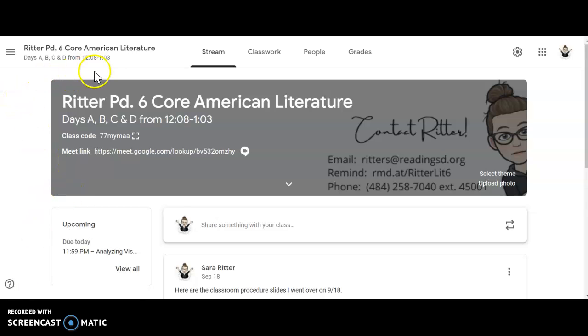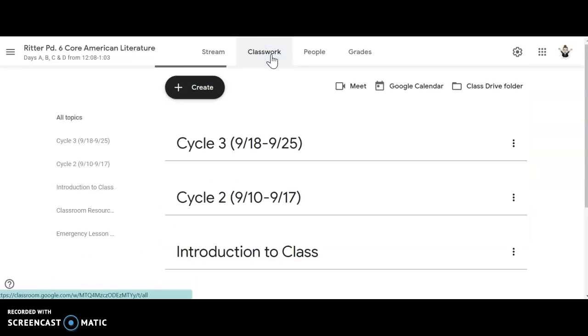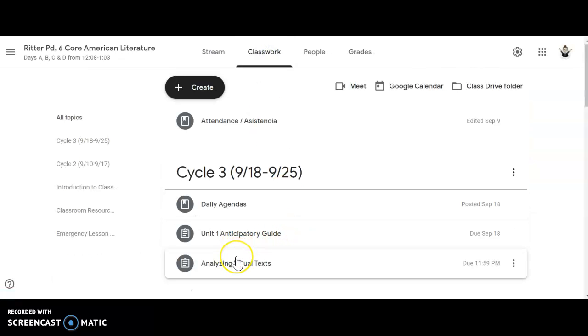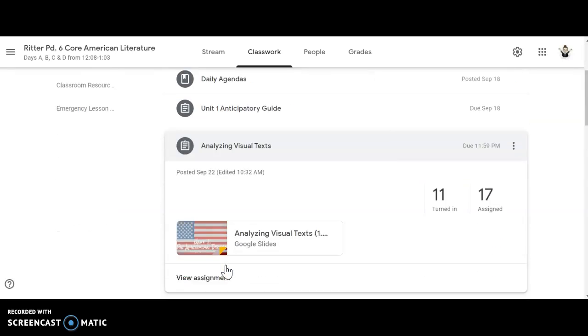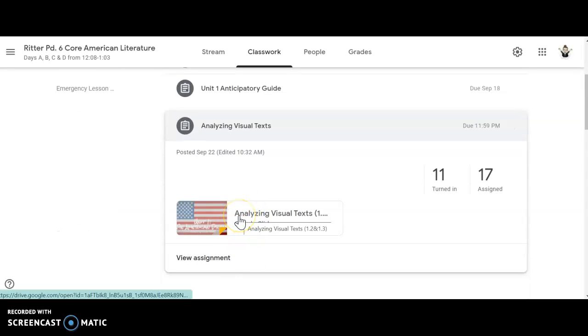So this is our recap for what we did today. This is the last live day of instruction for Cycle 3. What we were doing was finishing up the analyzing visual text activity that we started yesterday. So your copy will still be saved under the assignment in the classwork tab of Google Classroom.